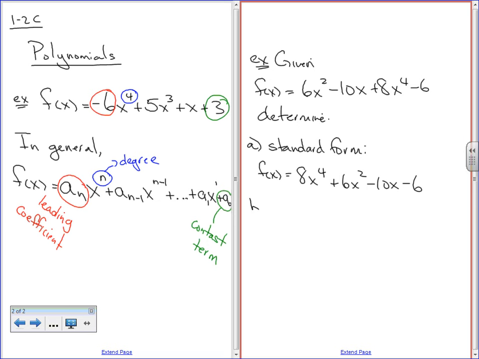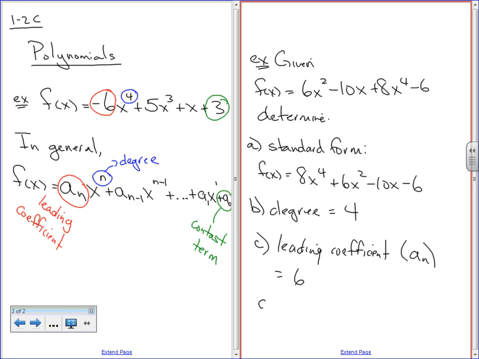Okay. Question B, what's the degree of this polynomial? You would say the degree is 4. Okay, so again, I want you to get used to knowing notation. So if I ask for the leading coefficient, I might write out on a test, determine the leading coefficient. Or I might say, okay, determine a subscript n. And I want you to know that a subscript n and the leading coefficient mean the same thing. Okay? So the leading coefficient is 8.